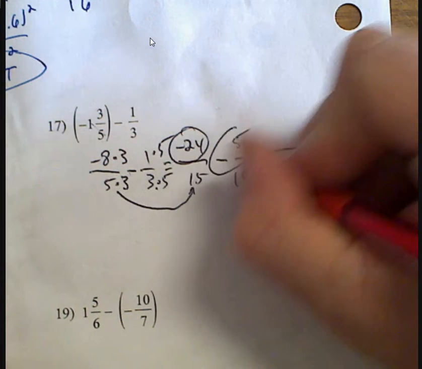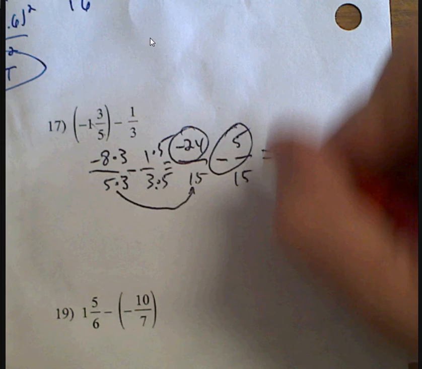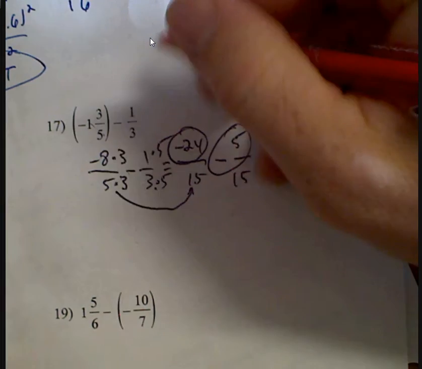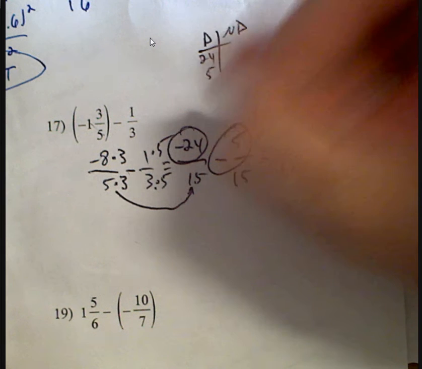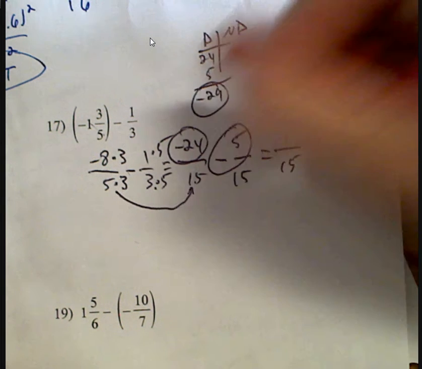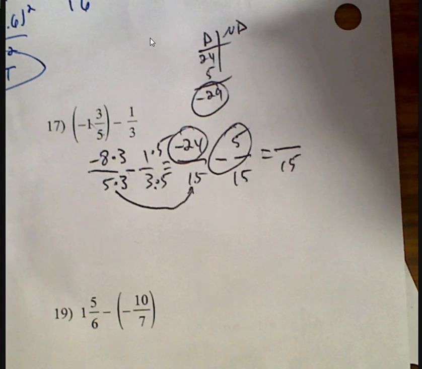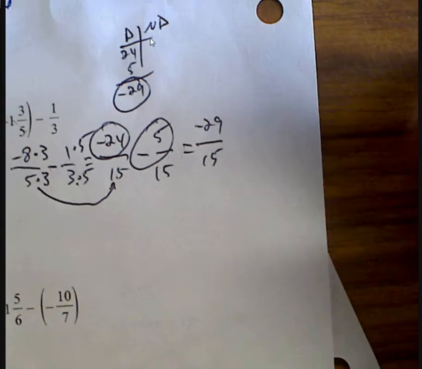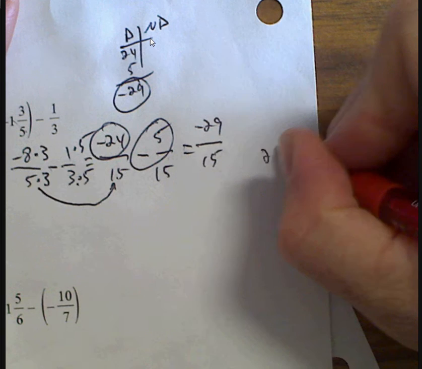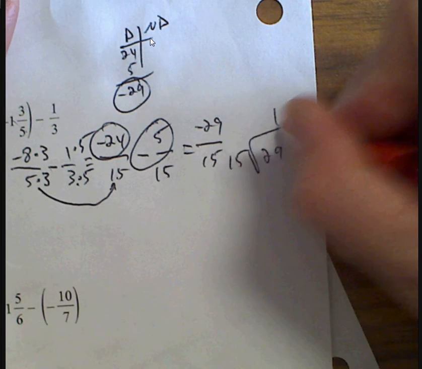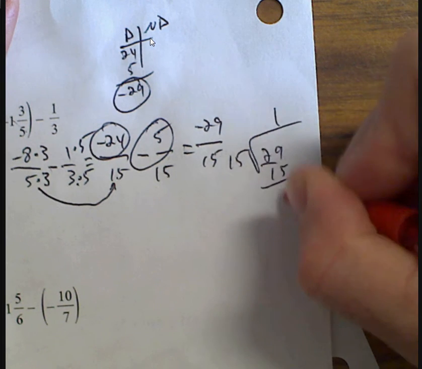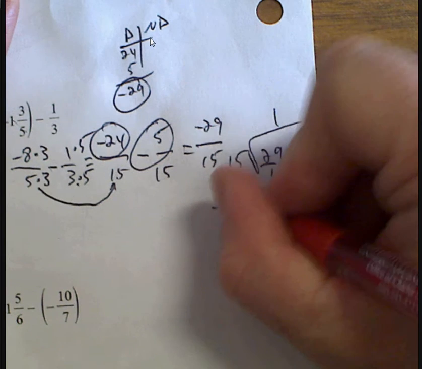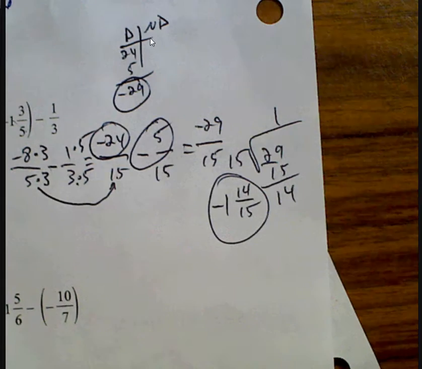Negative 24 minus 5. If I do debt, no debt, 24 is debt, 5 is debt. That would end up with negative 29. Those are debt. Negative 29. So 29 divided by 15 goes in once. 14 is left over. I get negative 1, 14 over 15.